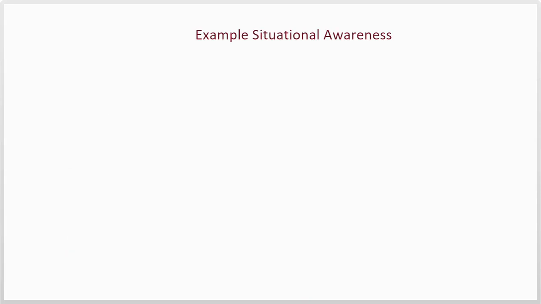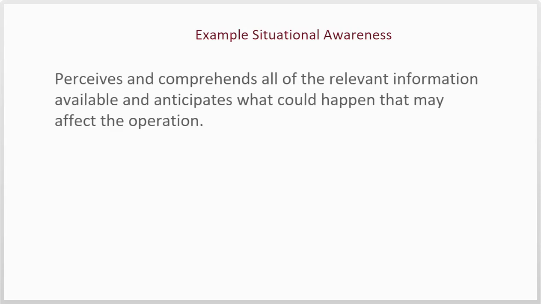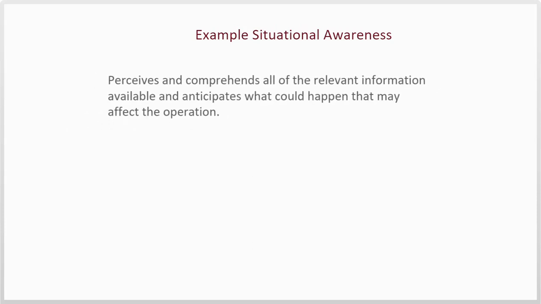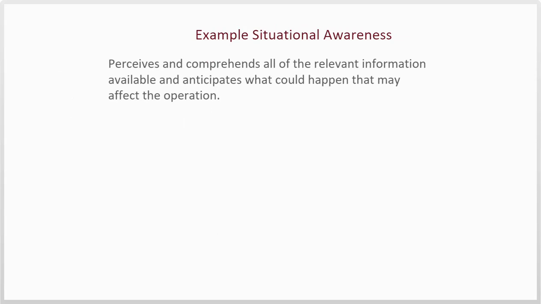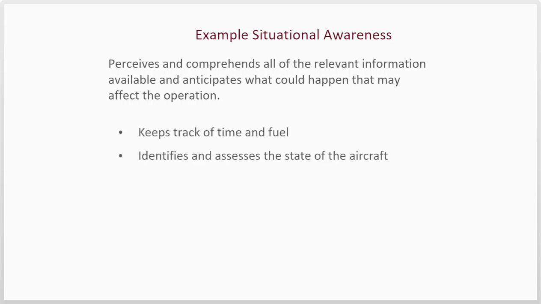Let's have a look at the competency situational awareness. It is defined as shown here. Perceives and comprehends all of the relevant information available and anticipates what could happen that may affect the operation. It is further broken down into 9 observable indicators like, for example, keeps track of time and fuel, identifies and assesses accurately the state of the aircraft and systems, maintains awareness of people involved and how they are affected, develops contingency plans, and some more.